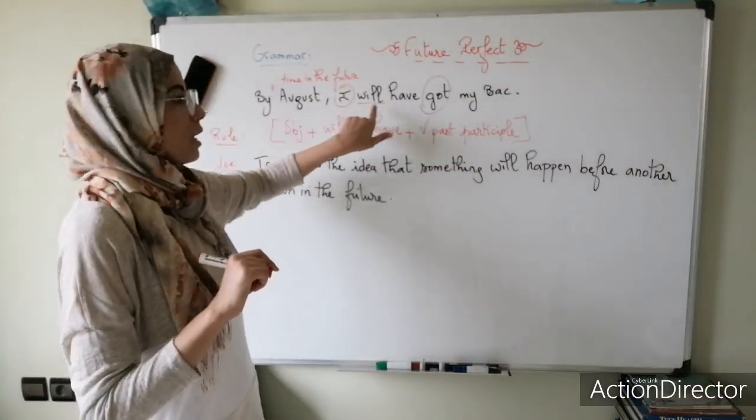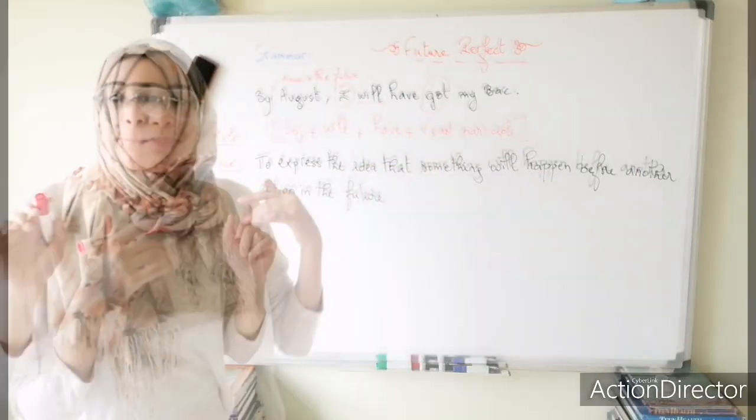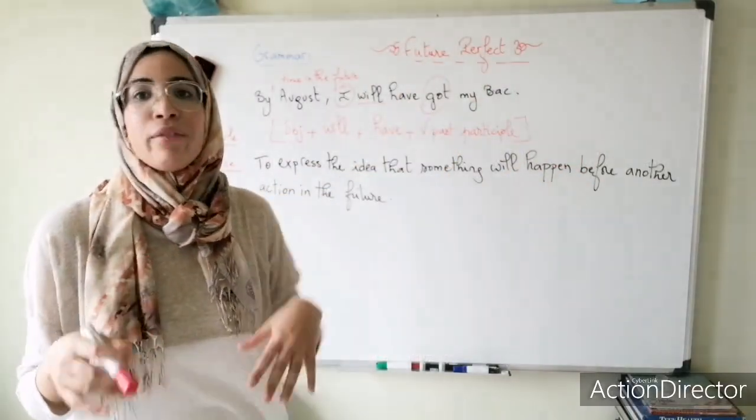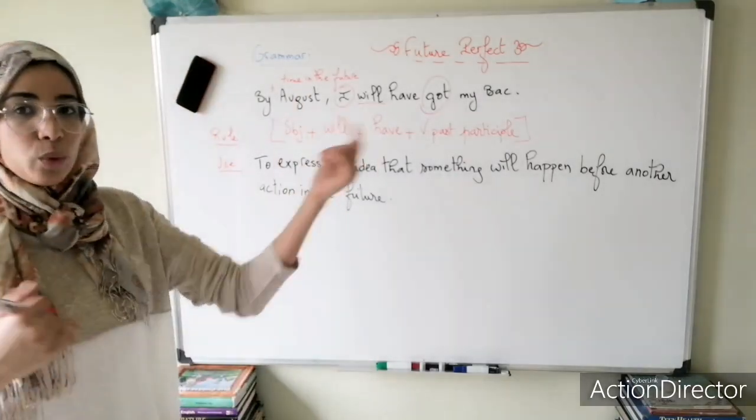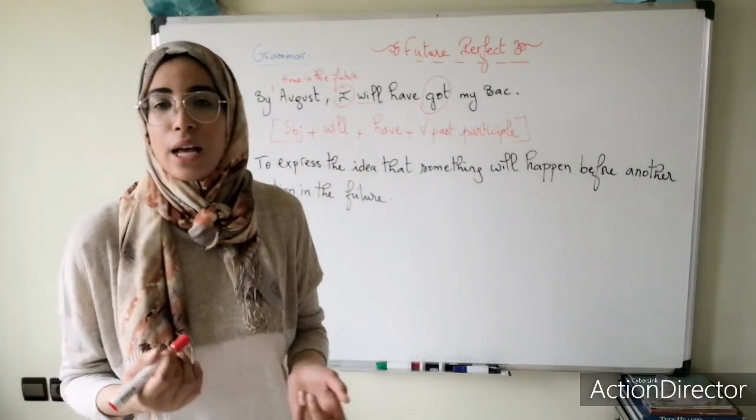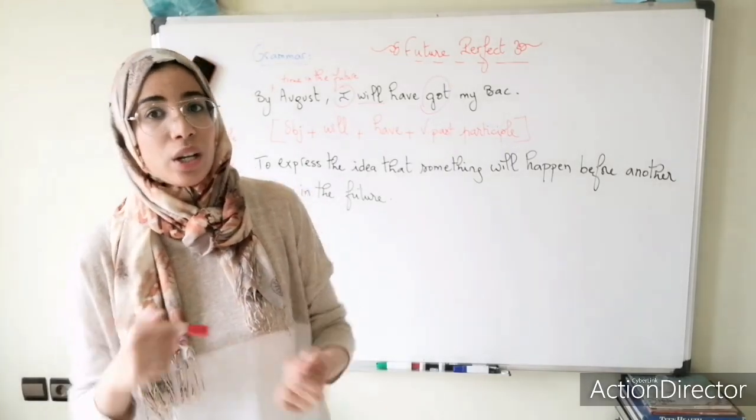So by August I will have got my bac. By 2025 I will have bought a new house. By 2026 for example I will have bought a brand new car.